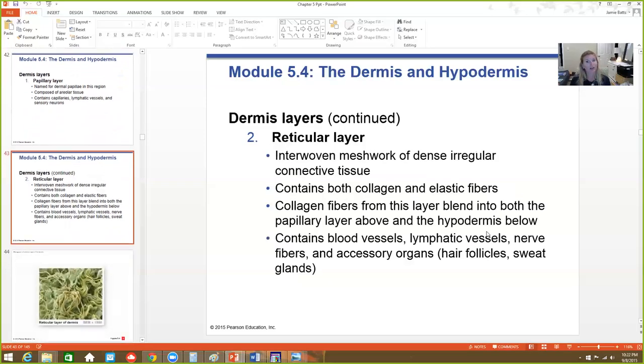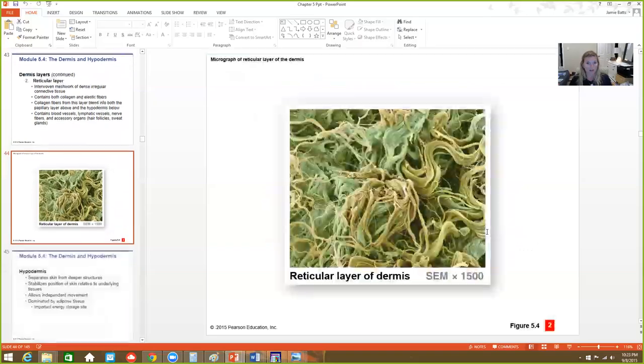The reticular layer is an interwoven mesh of dense irregular connective tissue. So here's collagen and elastic fibers, and there's lots of blood vessels, and there's lymphatics, and there's even hair follicles and sweat glands. So this is much deeper into the body. There's also fibers that can blend in through the papillary layer and the hypodermis. So this is, again, a connection point between what we have going on superficially with the epidermis and papillary and what's going on deeper with the hypodermis. Again, dense irregular connective tissue.